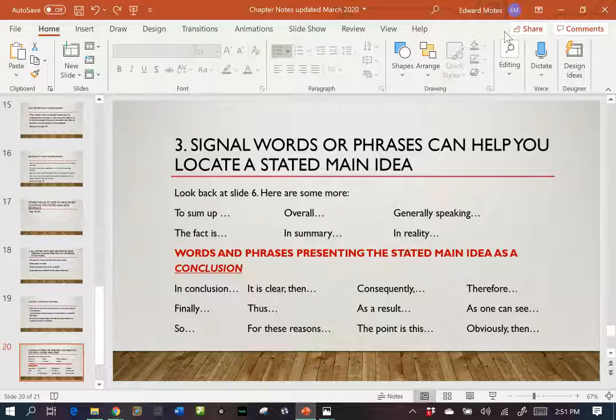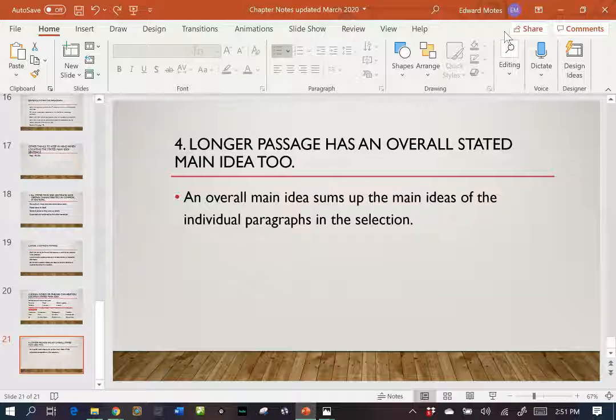Again, remember on page 199, we've got a ton of signal words and phrases that can help you locate the stated main idea. Also look back at the slide 6 here. So to sum up, the fact is, overall, and summary. And then you have in conclusion, finally, so, consequently, and a whole bunch of others. Finally, like with all of our chapters, a longer passage has an overall stated main idea as well.